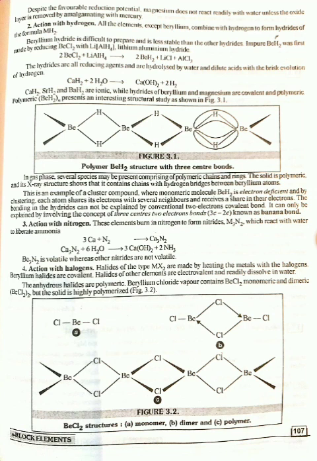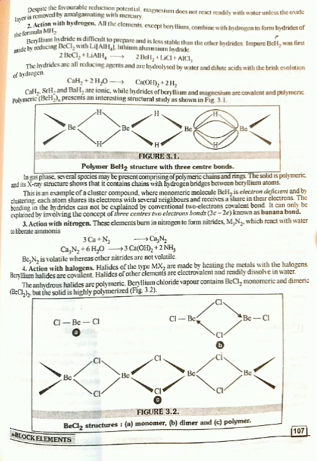It can only be explained by involving the concept of three-center two-electron bonds, 3C-2e, known as banana bond. Third, action with nitrogen. These elements burn in nitrogen to form nitrides M3N2, which react with water to liberate ammonia. Be3N2 is volatile, whereas other nitrides are non-volatile.